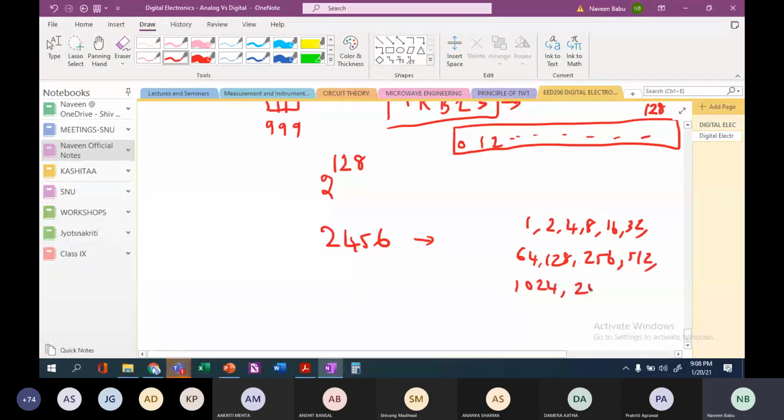1024, 2048, and 4096. 4096 will not come. 1, 2, 3, 4, 5, 6, 7, 8, 9, 10, 11, 12 bits.